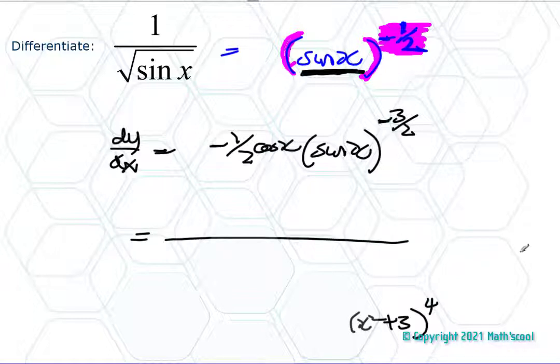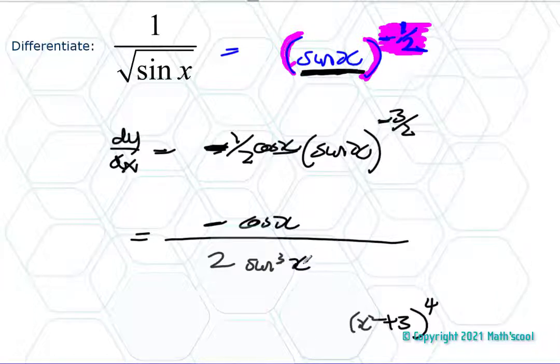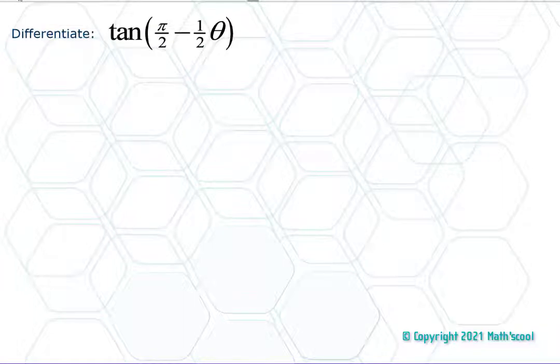Let's write a fraction. Let's write the minus cos x on the top, and let's write the 2 on the bottom, and let's write this sine cubed x square rooted on the bottom as well there. So we know when you differentiate tan of something, it gives you sec squared of the same thing.